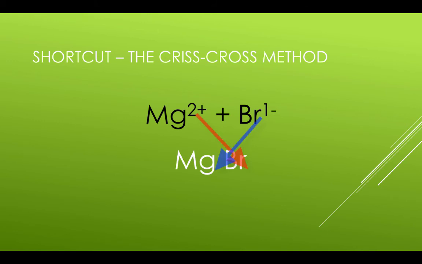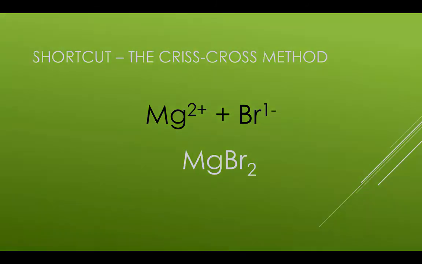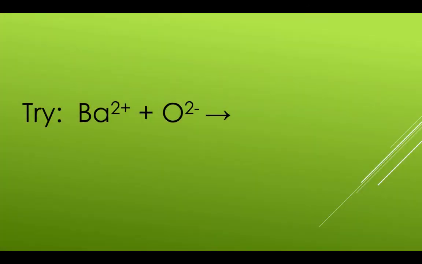The formula is now Mg1Br2. We do not write the subscript 1, so the formula is simply MgBr2. Try barium ion, charge positive 2, and oxygen ion with a charge minus 2. Crisscross and it becomes Ba2O2. With ionic formulas, we get to reduce, so the formula is simply BaO.